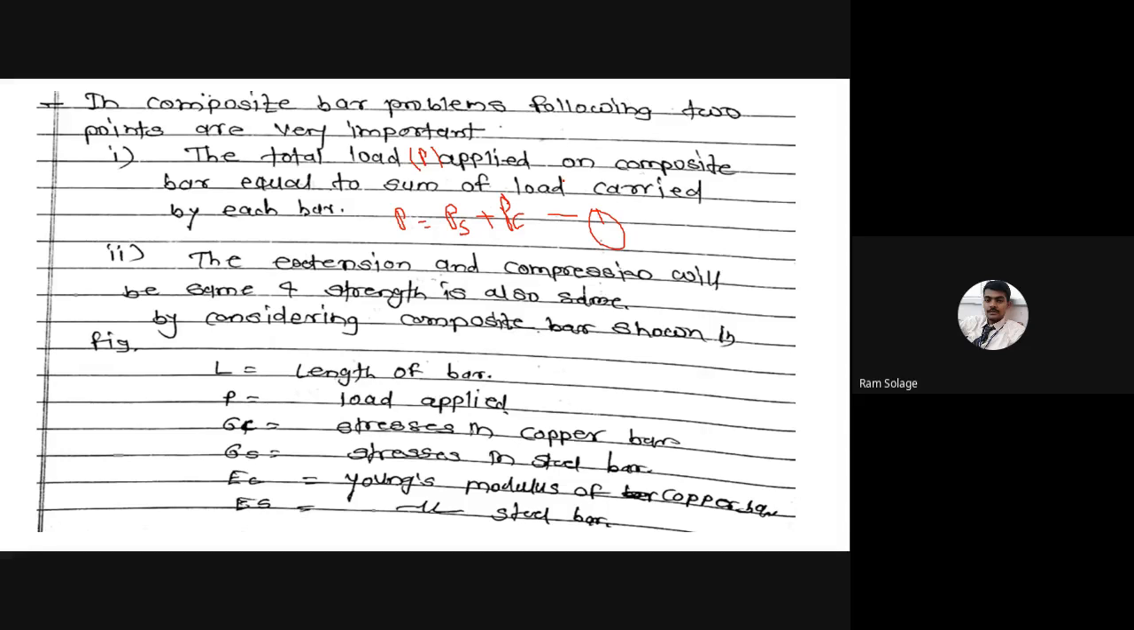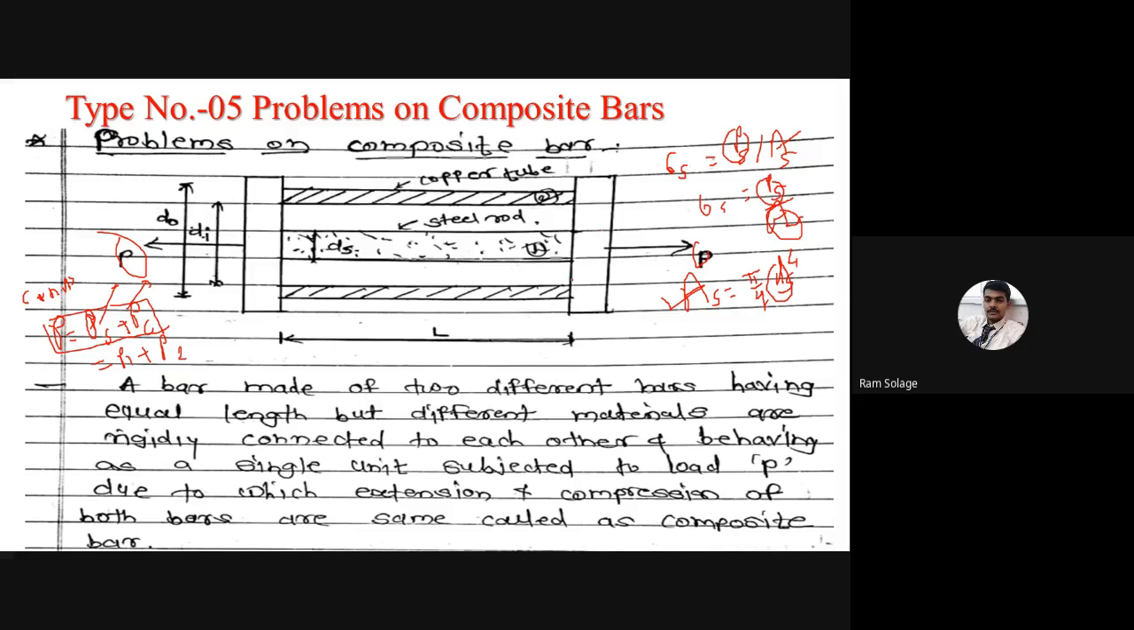What is the condition number 2? Please apply the logic on this diagram. The condition number 2 is related to the deformation. Means what? See the diagram, and depending upon the diagram, I will write delta L1 is equal to delta L2, or instead of delta L1, I will write delta LS is equal to delta LC. Means what? Total deformation of steel rod is equal to total deformation of copper rod.